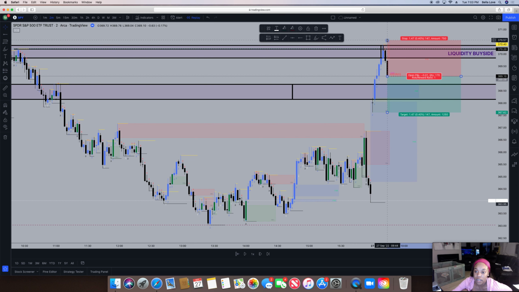And even if you wanted to use the Strat, you guys can see here is a 2-2 down. I do like using the Strat for higher time frames. Like I like using the Strat on the monthly, the weekly, and the daily especially. I like using the Strat terms.